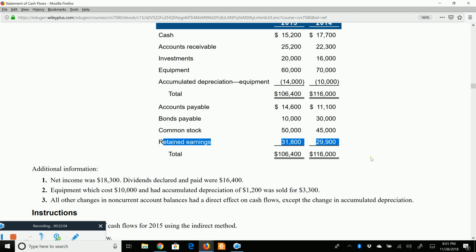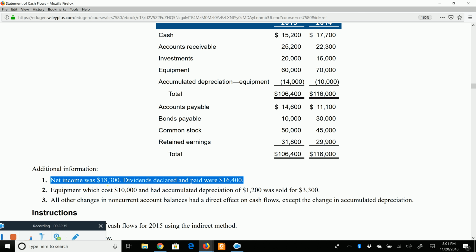Now, retained earnings increased. It was $29,900 at the beginning of the year, and it was $31,800 at the end of the year. So it increased a total of $1,900. All right, how does retained earnings increase and decrease? Well, it increases with net income, but it'll decrease with dividends. And so here, this explains the $1,900 increase. Net income of $18,300. And paid dividends of $16,400.